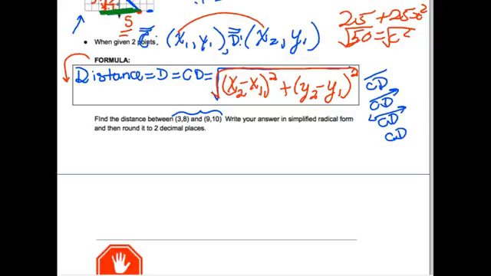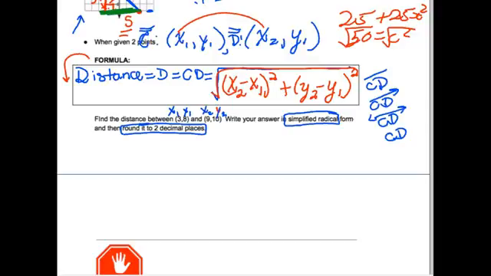Let's go apply it. I'm to find the distance between these 2 points. In this scenario, 3 would be considered the first x, 9 would be considered the second x, 8 would be considered the first y, and 10 would be considered the second y. I'm supposed to write my answer in simplified radical form. That means no decimals. Your answer should have a root in it. And then I'm also going to round it to 2 decimal places, so to the hundredths place.